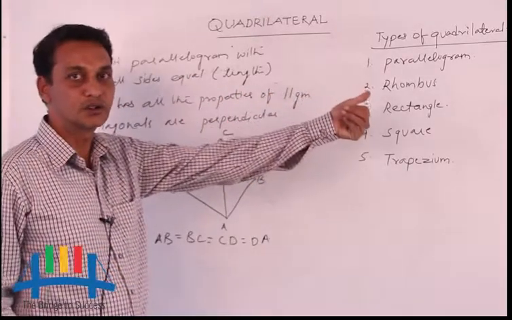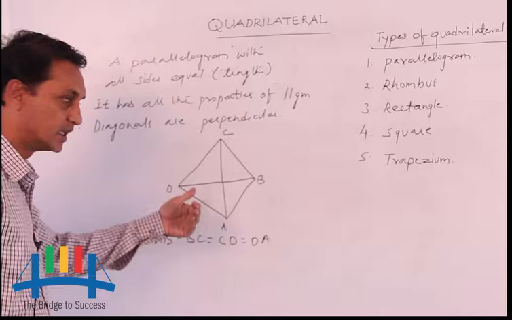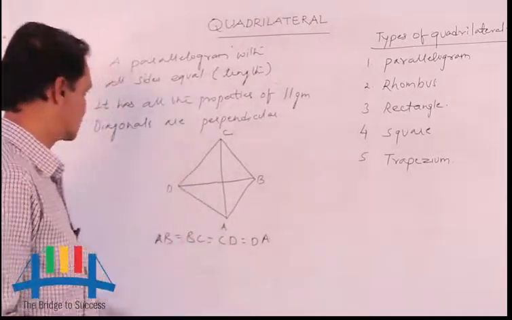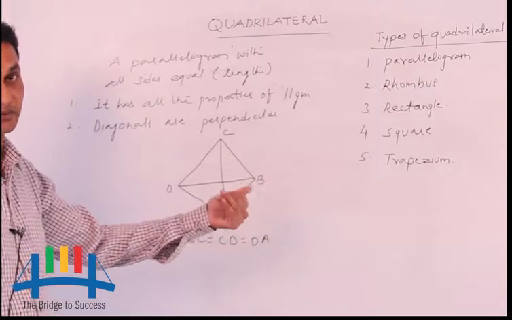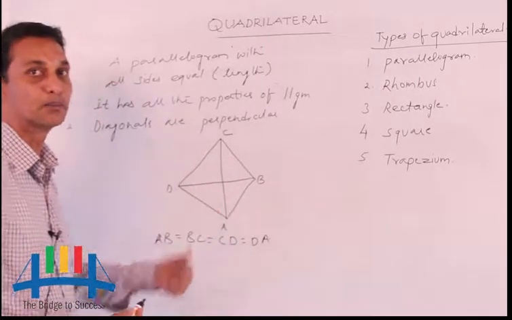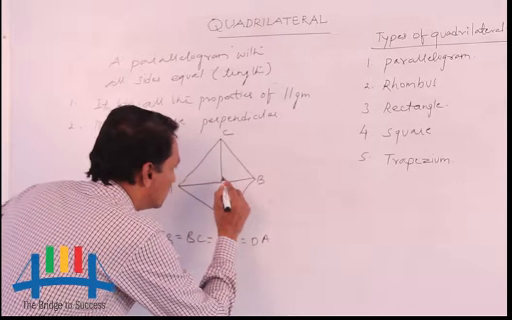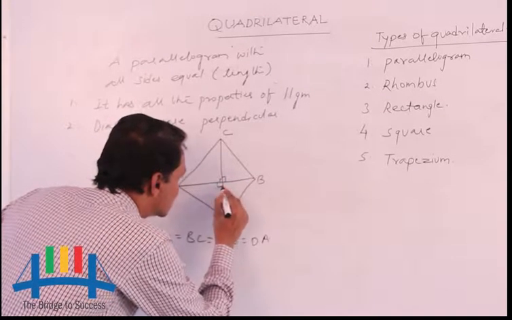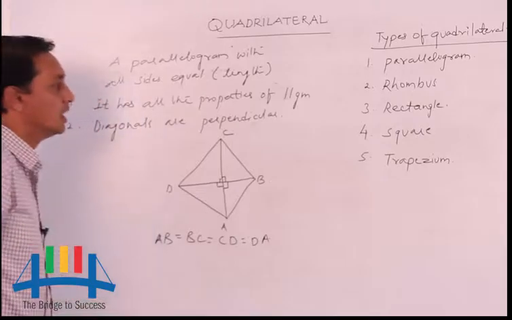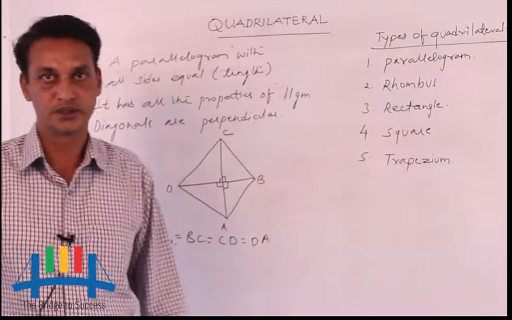A rhombus has all the properties of a parallelogram. We have seen the properties of the parallelogram; the same properties are there for the rhombus also. And what else? Here also diagonals bisect each other, but here the diagonals bisect perpendicularly. That means they bisect at right angles. This is the property of a rhombus.